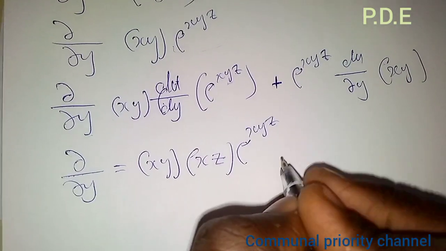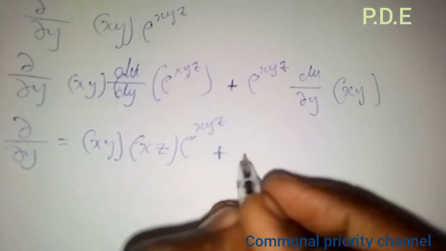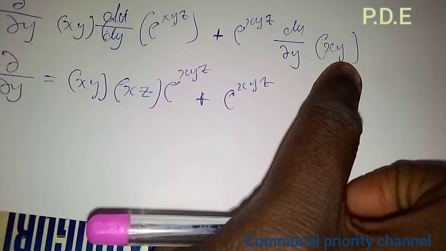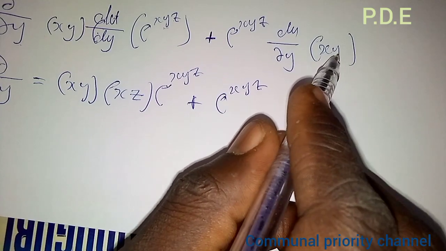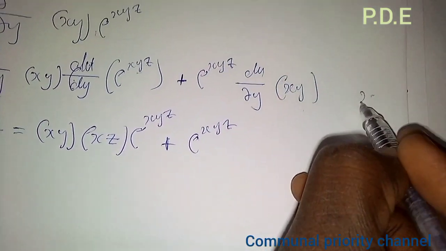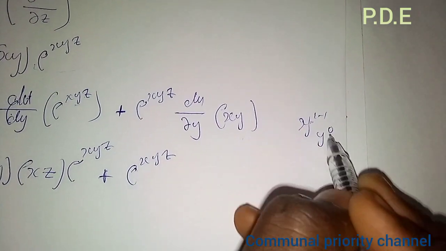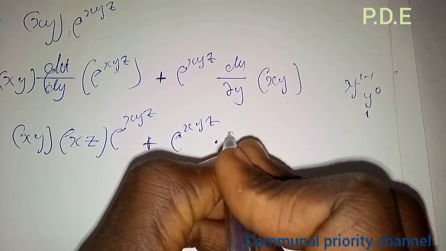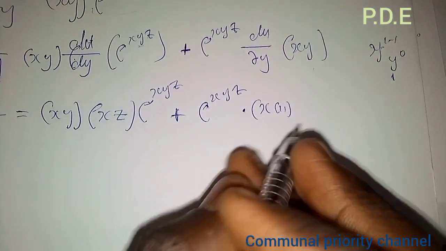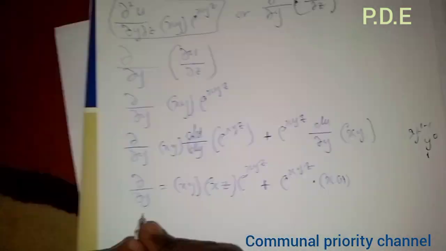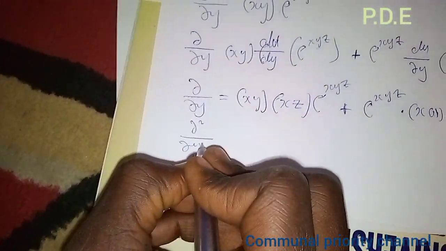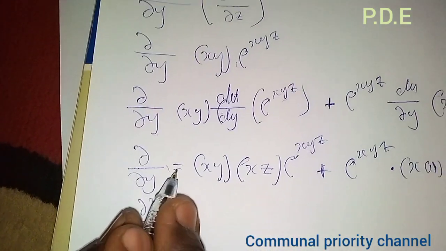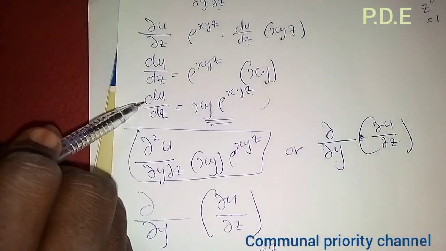This is the chain rule of differentiation. Then plus, we keep this one as it is, which will be e^(xyz), multiplied by the differentiation of xy with respect to y. If we are differentiating with respect to y, this y will be 1. I proved this several times: y to the power of 1 minus 1, y to the power of 0, which equals 1. So this will automatically be 1, multiplied by x. So now our ∂²u/∂y∂z equals this. Don't forget it, because we are differentiating the differentiation we have from the previous video, which is this one.